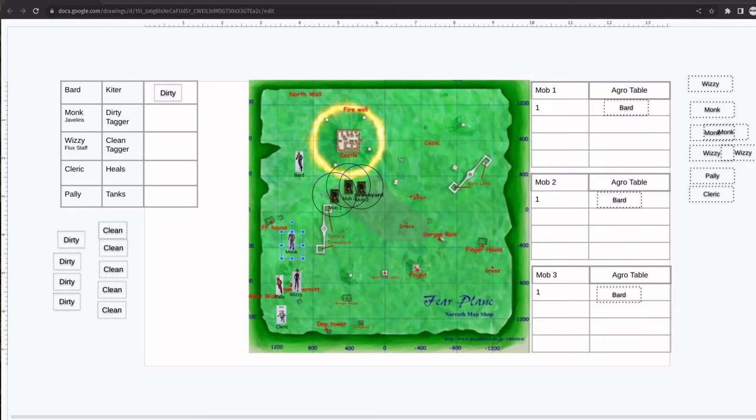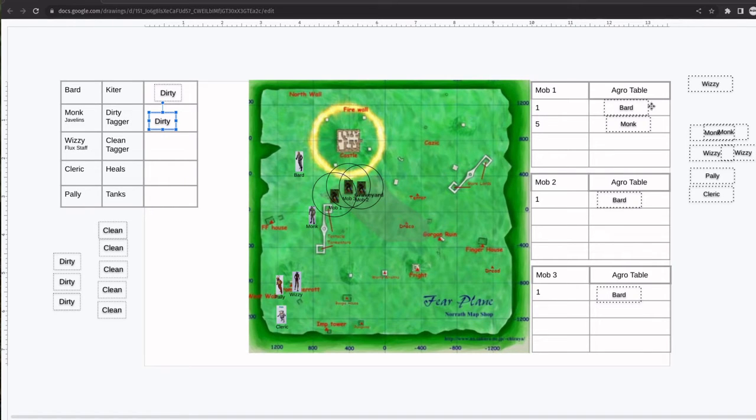Same thing. Monk's the dirty tagger. The wizard's the clean tagger. The monk runs up and throws a javelin at mob 1, which then makes him dirty. The javelin generates more aggro than the body aggro, so that's going to cause mob 1 to tag off or get peeled out of the main kite. Now that monk is dirty because mob 1 was in the assist radius of mob 2 and mob 3, and they said, we're going to come help you, mob 1, as soon as we take care of this pesky bard. Now that monk, he is dirty.